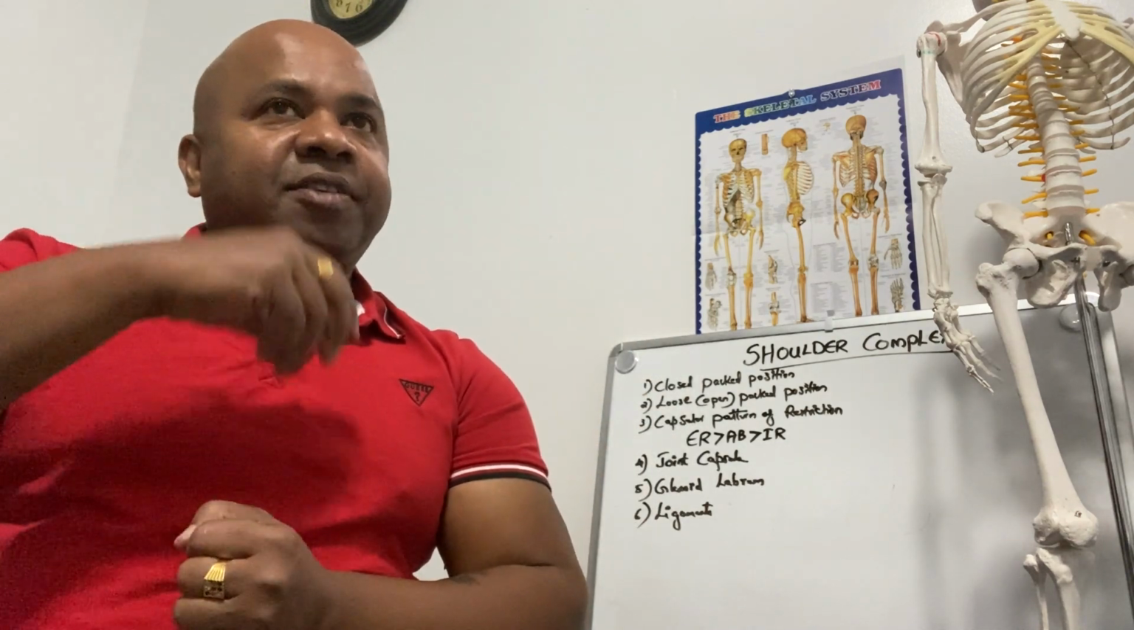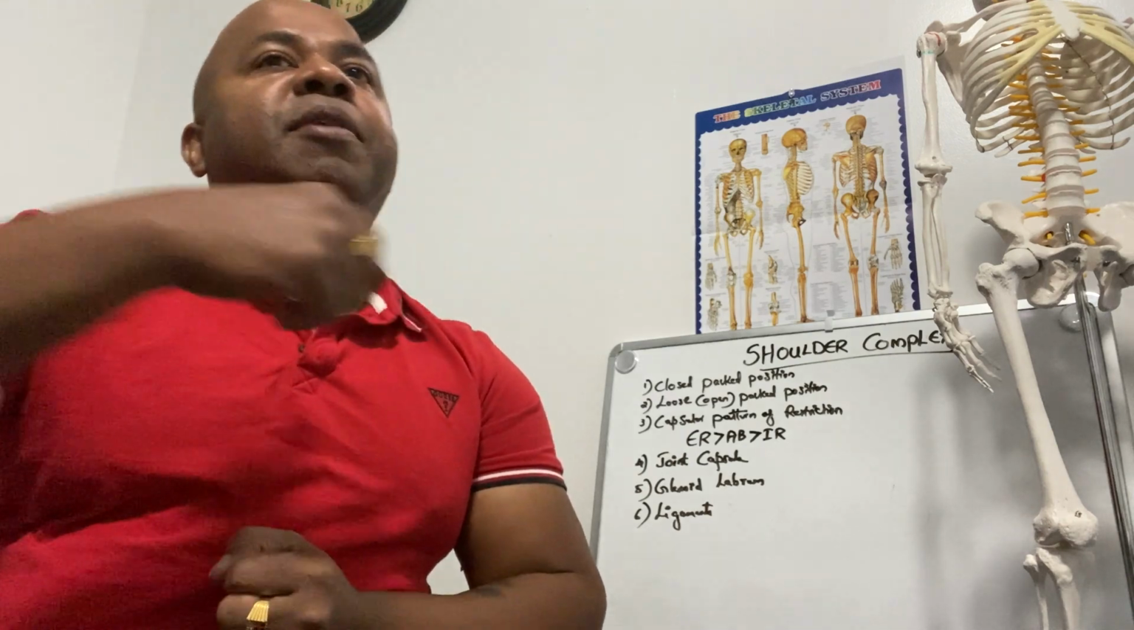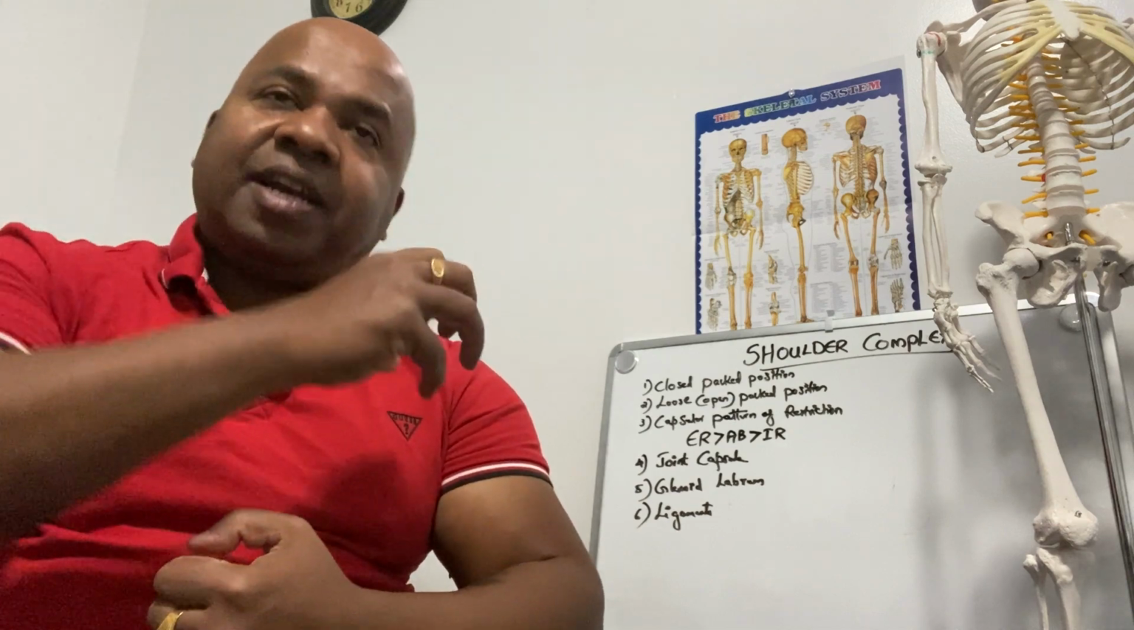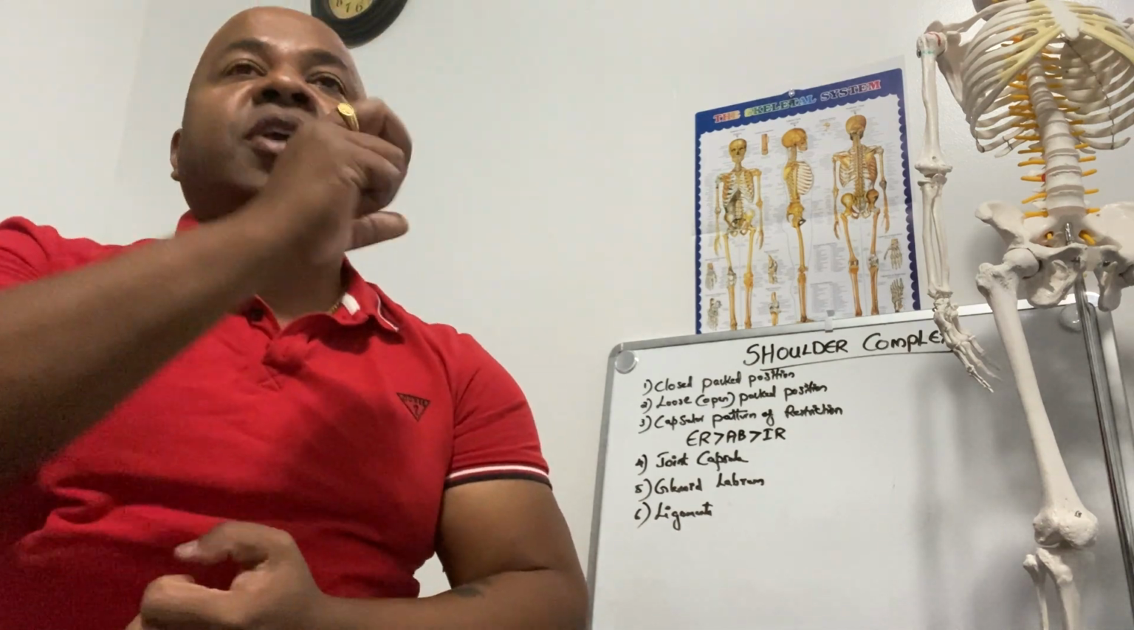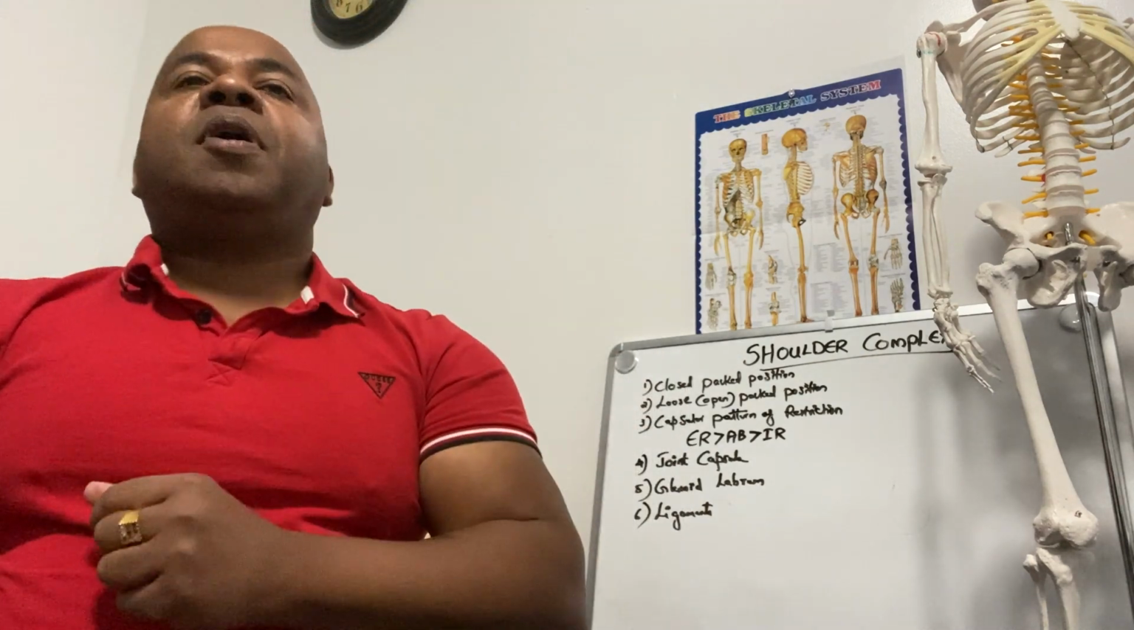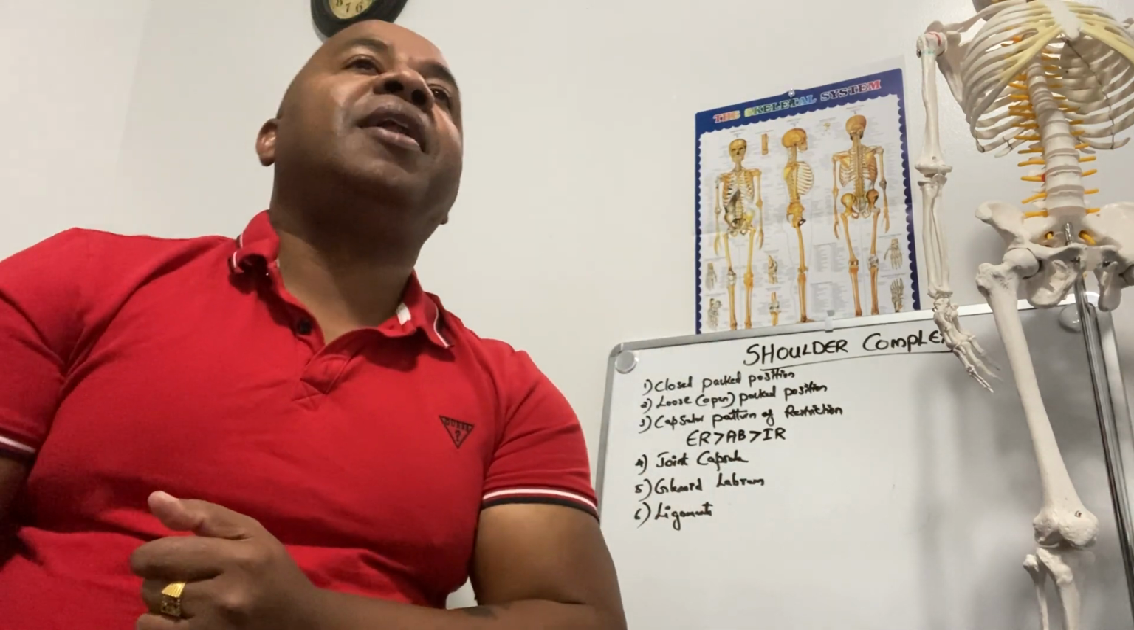And again, as I told, the anterior band and the posterior band. The posterior band of the inferior glenohumeral ligament prevents internal rotation. What is internal rotation? Internal rotation is actually a posterior rolling of the head of the humerus. Internal rotation is prevented by the posterior band of the inferior glenohumeral ligament.